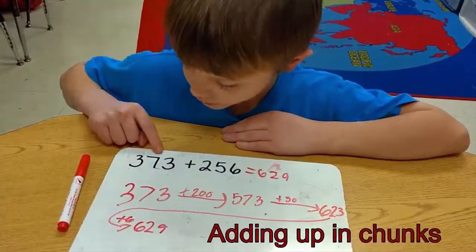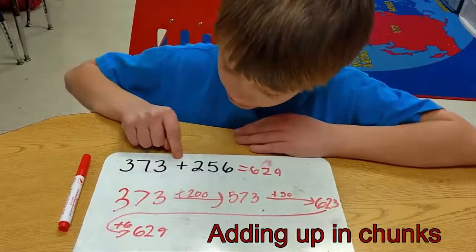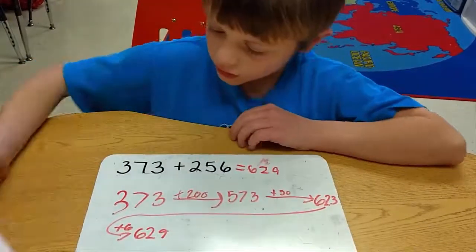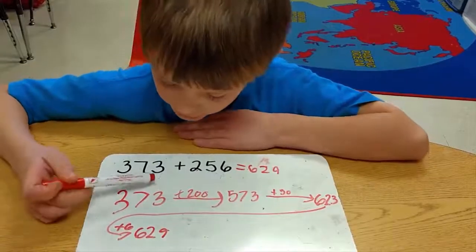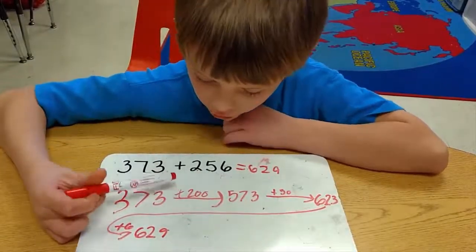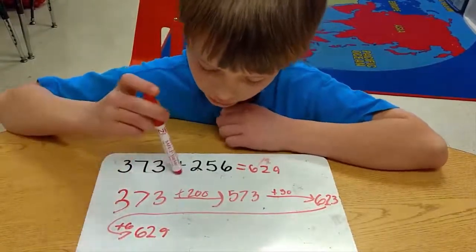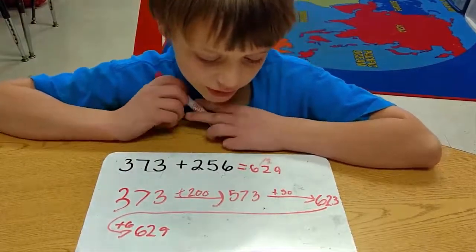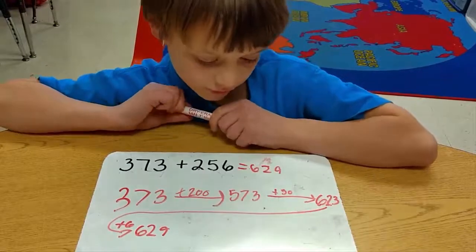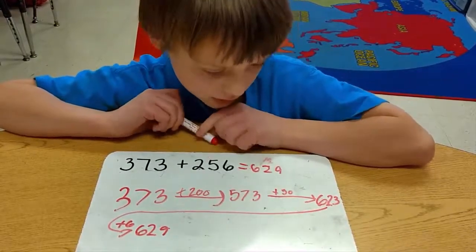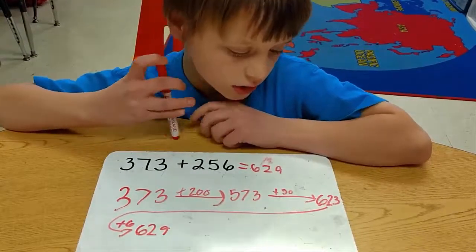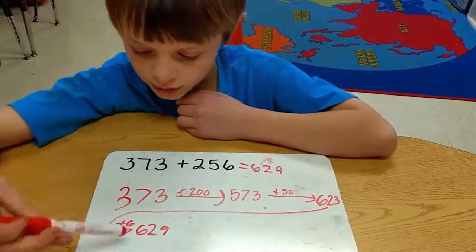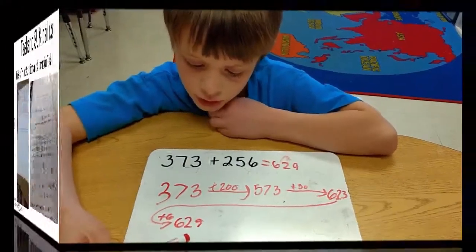373 plus 256. I started with 373 because it was bigger, and I added 200 from the 256, and I got 573. And then I added 50 from the 256, and that got me to 623. And then I added 6 more, and then it got me to 629.